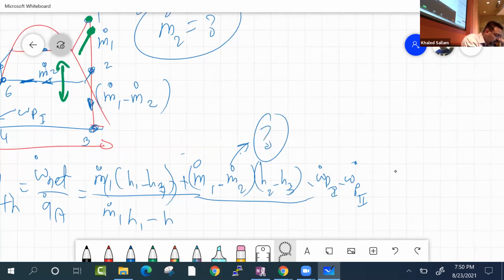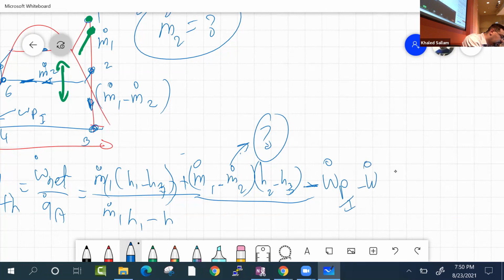Work pump 1 and work pump 2. I just didn't have space for them to write. So minus work dot pump 1 minus work dot pump 2. First pump and second pump.